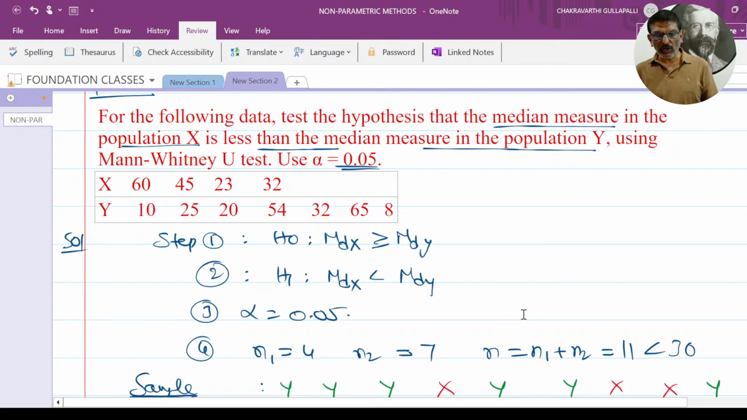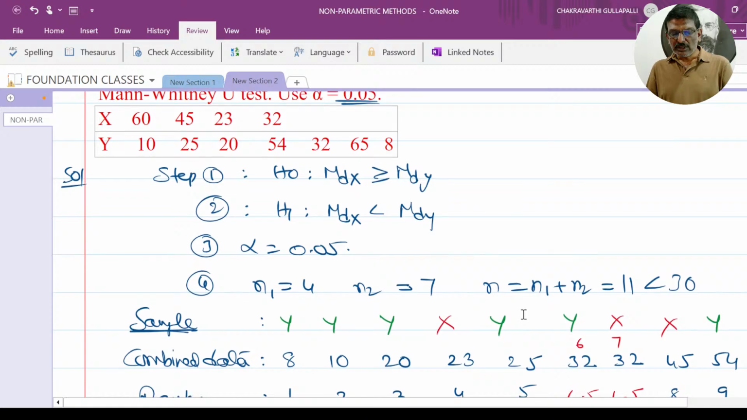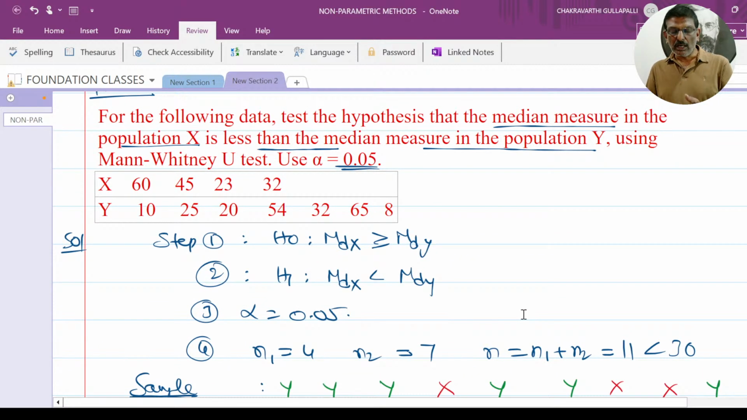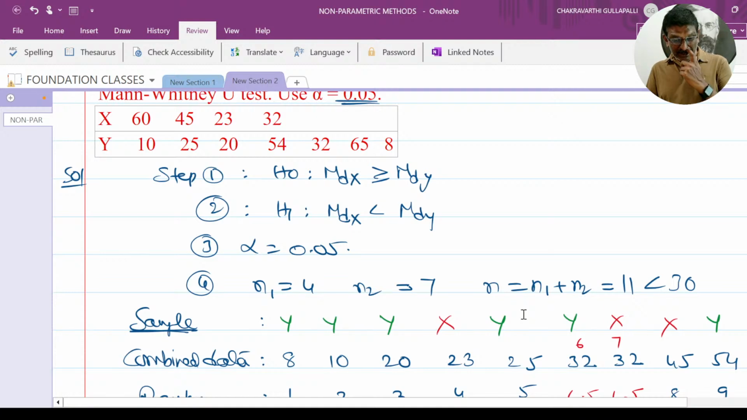Now, for the following data, test the hypothesis that the median measure in the population of X is less than the median measure of population Y. This is a statement. Using the Mann-Whitney test, you have to analyze the data here at 5% LOS. X values are given, Y values are given.